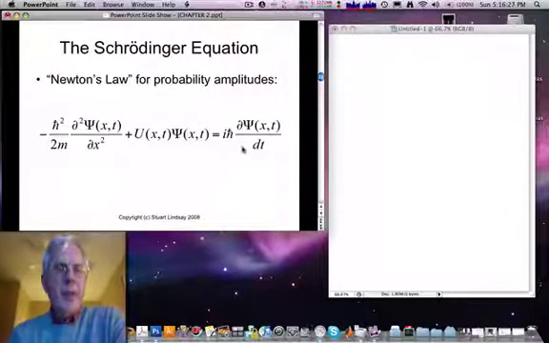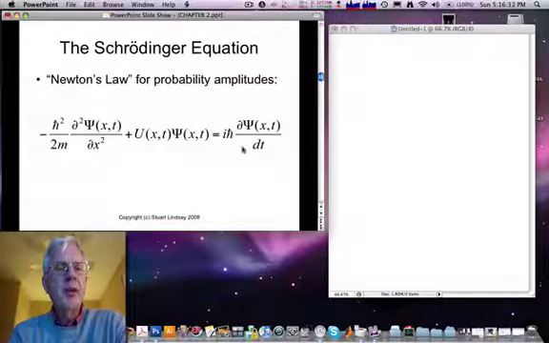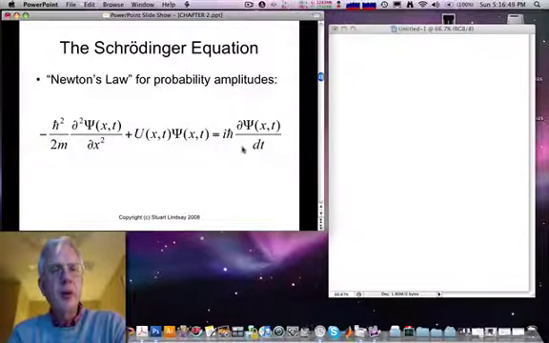So now we have everything in place to introduce the tool we need to make quantitative calculations of wave functions in quantum mechanics. Newton's second law of quantum mechanics, the way in which we determine wave functions, given some potential that a particle finds itself in, is the Schrodinger equation.